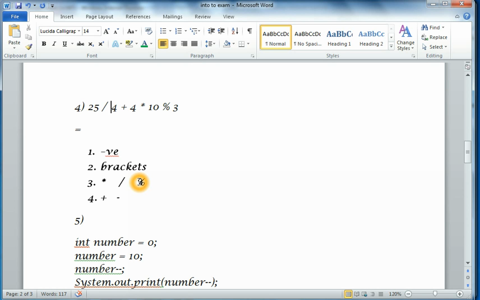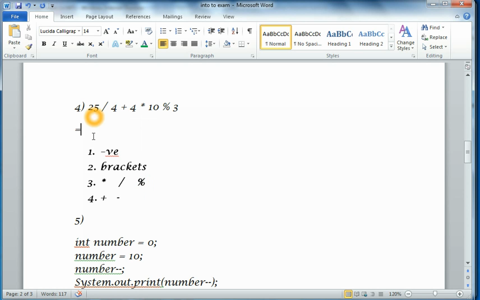So if you divide 5 by 3, how many times does 3 go into 5? Once, and the remainder is 2. So 5 modulus 3, the remainder will be 2. The answer is 2. So that just means the remainder of integer division, modulus.